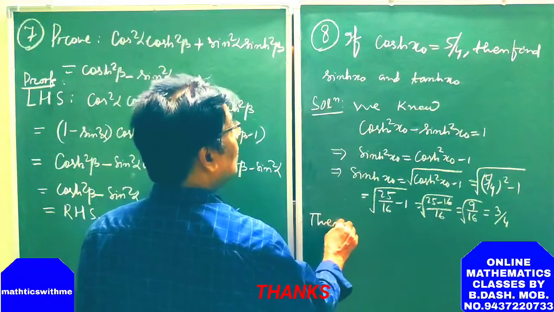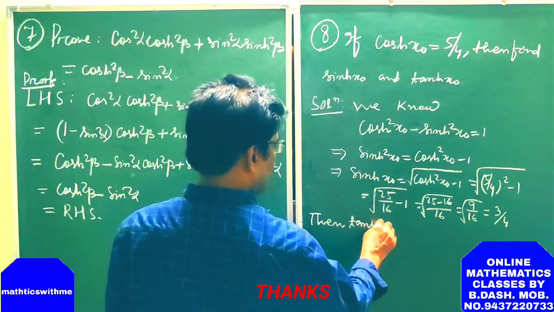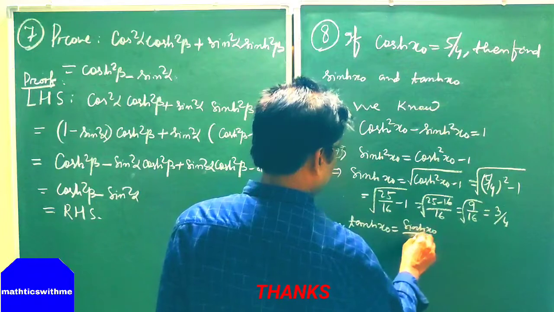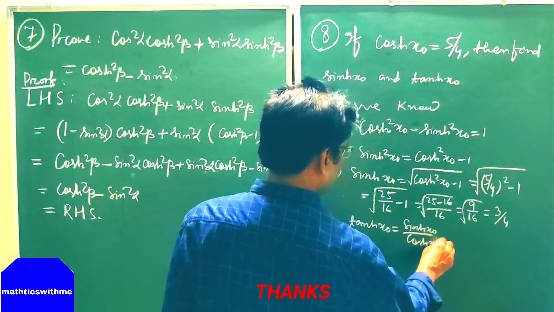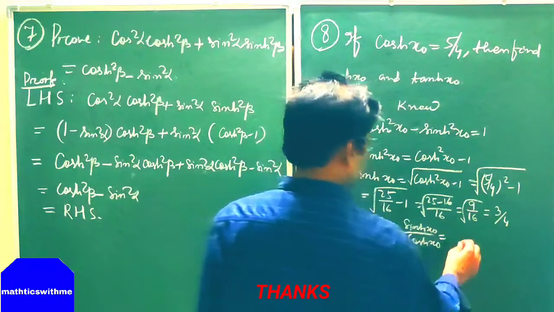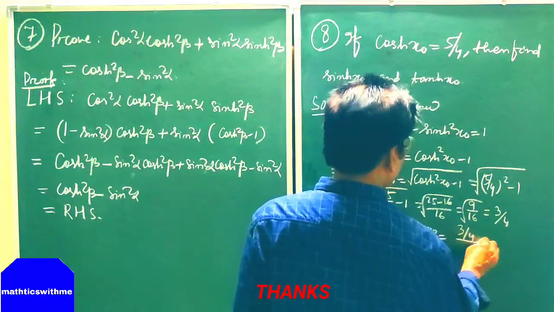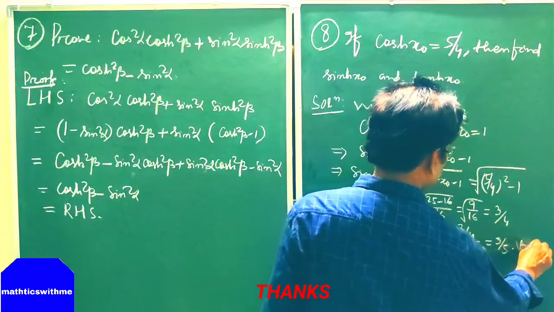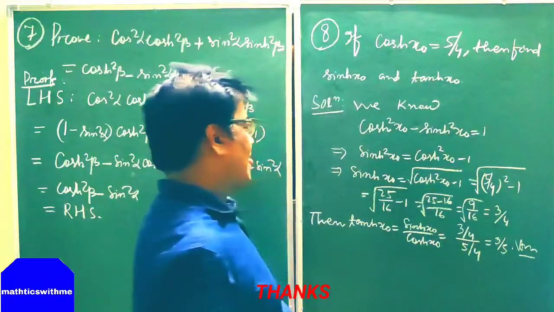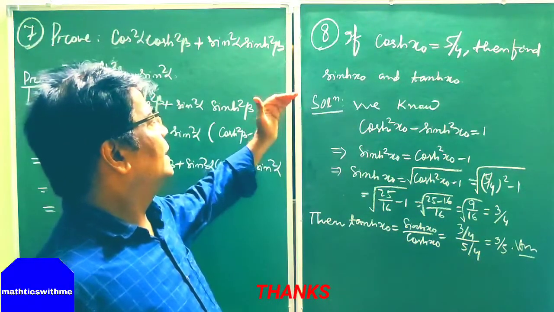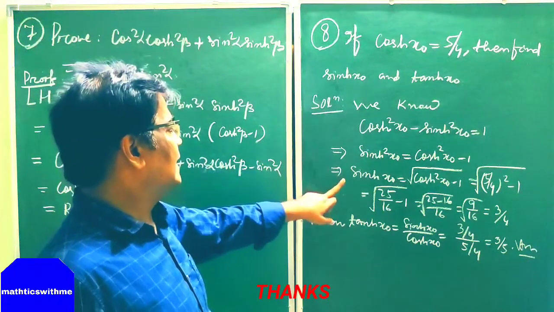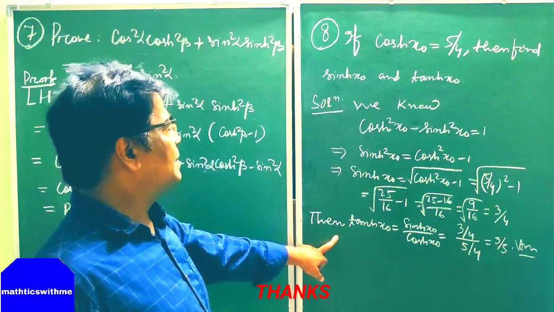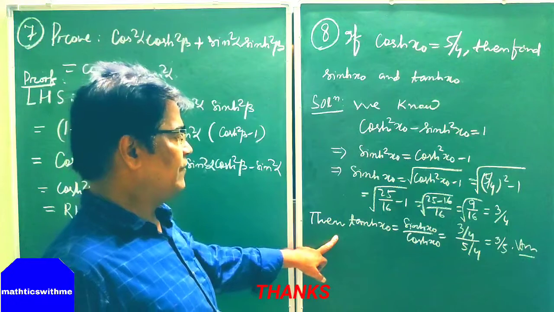Then tanh x0 is equal to sinh x0 by cosh x0, which is equal to 3 by 4 divided by 5 by 4, which is equal to 3 by 5. Answer. So we find the value of sinh x0 which is equal to 3 by 4, and tanh x0 which is equal to 3 by 5.